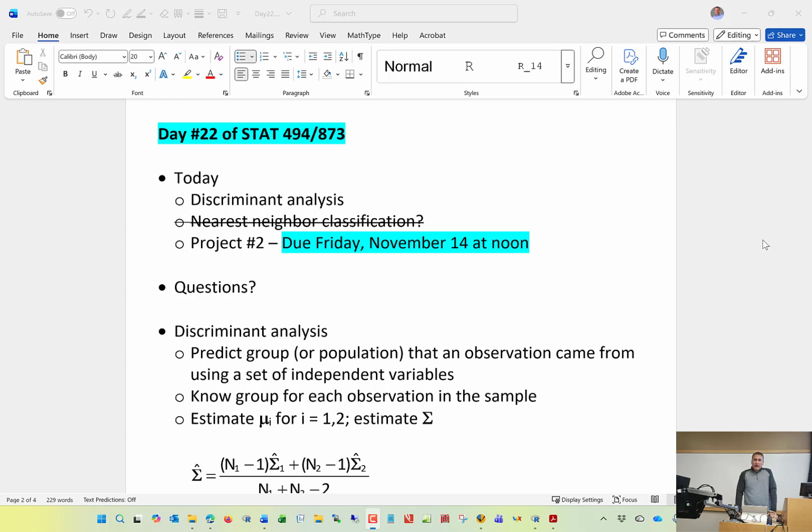So today we will do discriminant analysis some more. Hopefully we will finish. I can't guarantee it. I think doing nearest neighbor classification was pushing it a little bit. So I crossed that out.